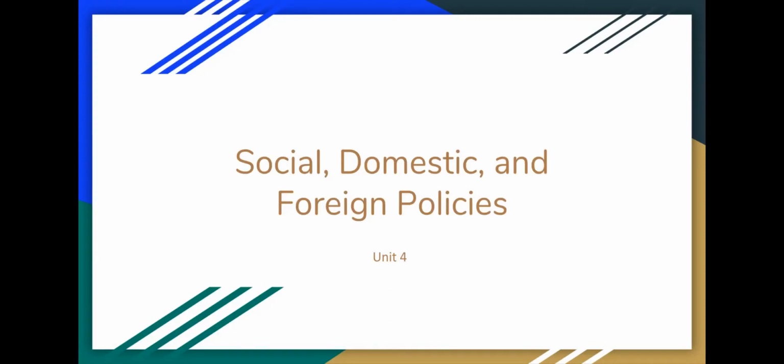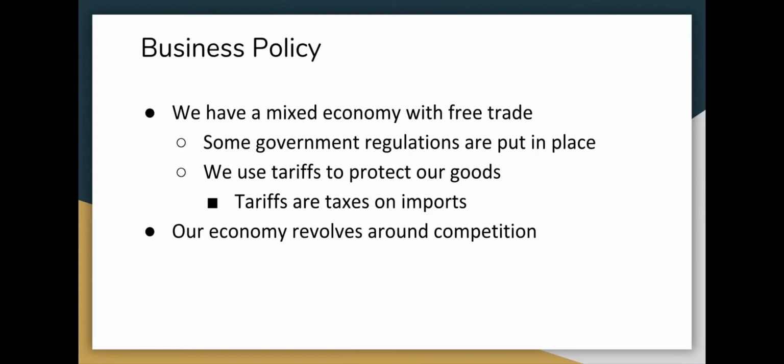Today, we are going to talk about the various social, domestic, and foreign policies of the United States. And looking at business policy, we have a mixed economy with free trade. There are some government regulations put in place. We do use tariffs, which are taxes on our imports. The reason we do this is to protect American businesses.